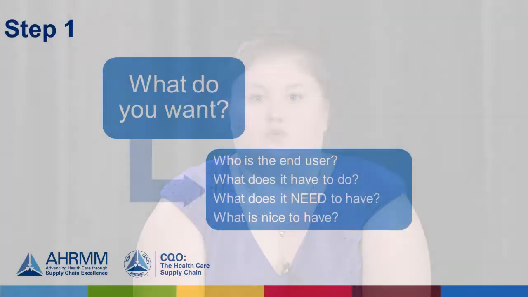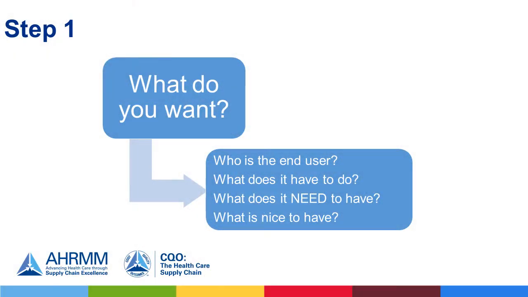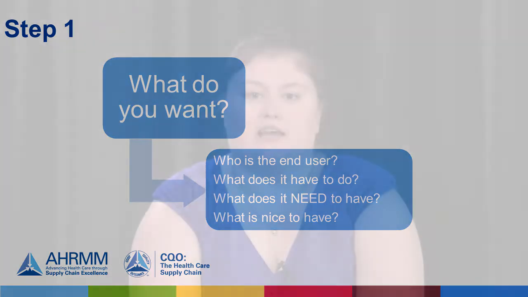So it's okay to ask yourselves things like, who's going to be the end user of this tool? What does it absolutely have to do? What does it absolutely need to have included, and what would be nice to have? Those last 2 questions are really leading you into identifying your must-have and perfect state requirements. And it's important to acknowledge that those are 2 different things.